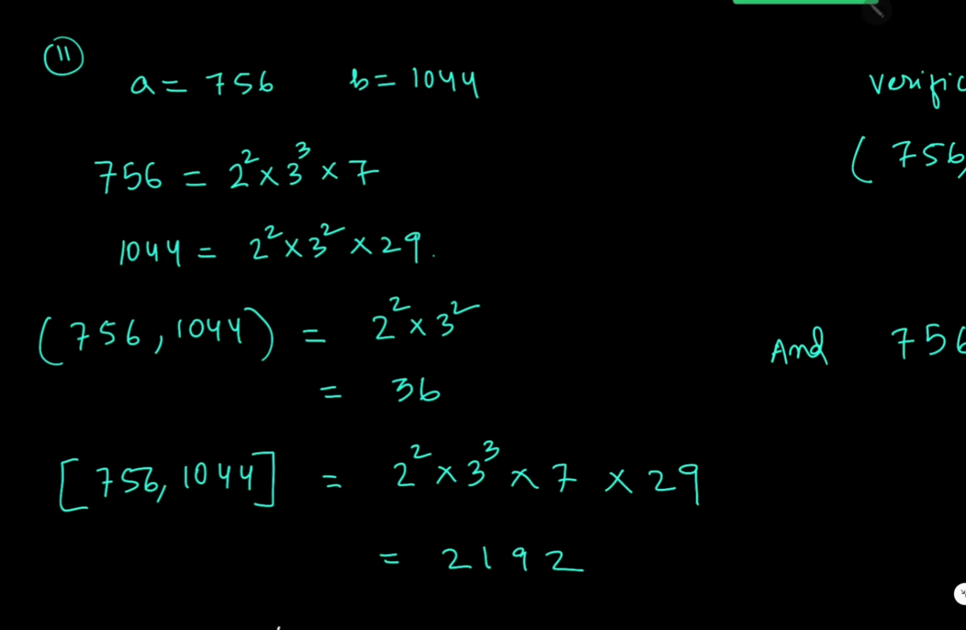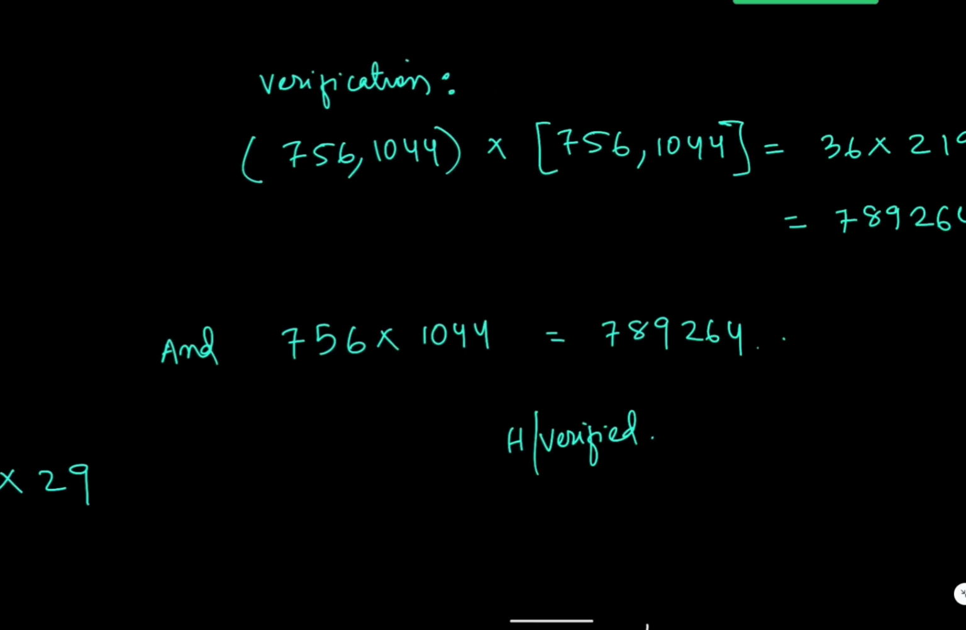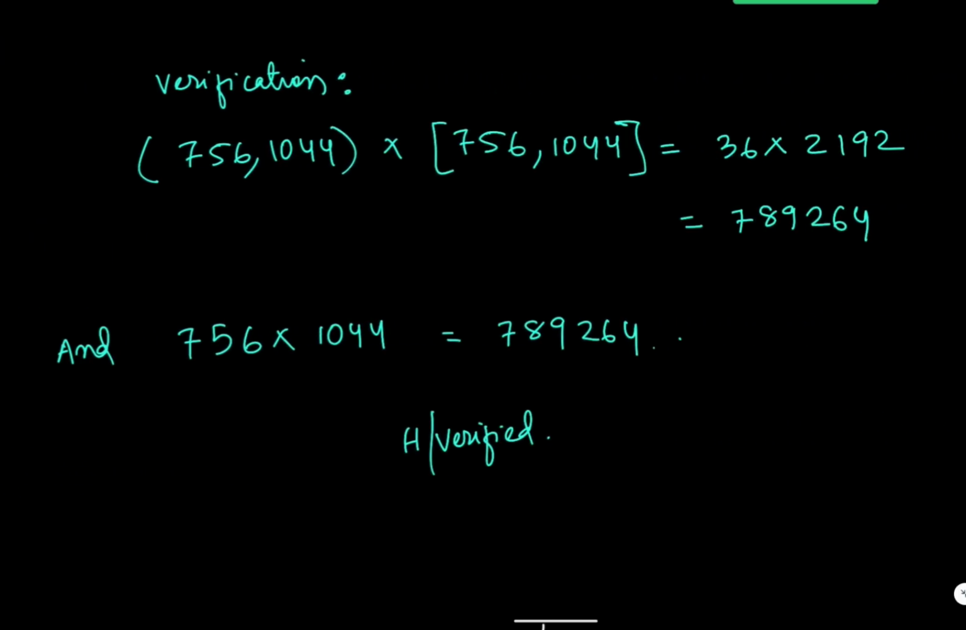We have completed the first part of the question, that is the HCF and the LCM. And now we have to do the verification, that is the product of HCF and LCM is equal to the product of the numbers. The HCF is 36, the LCM is 22192. If you compute this product, you will get 789264.